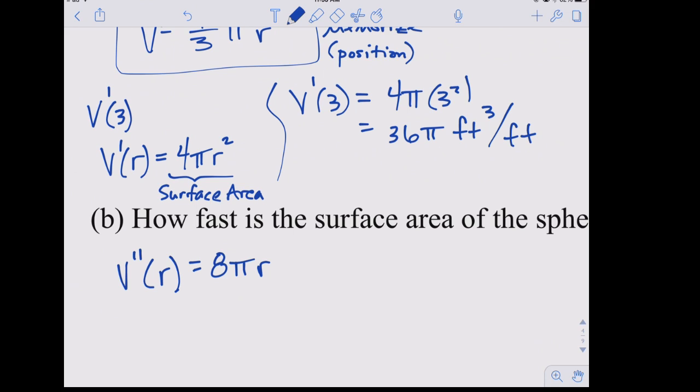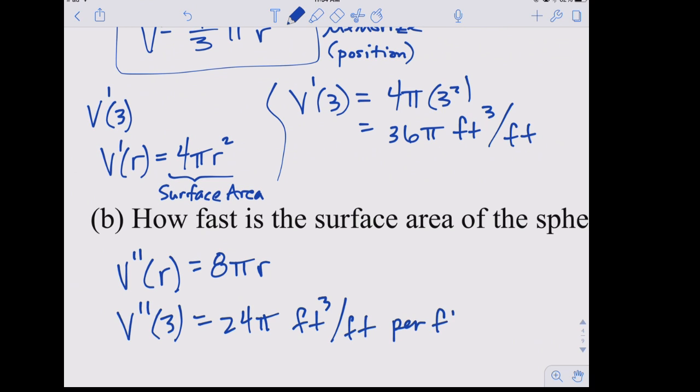That also gives you the acceleration of the volume, doesn't it? The rate of change of the surface area gives you the acceleration of the volume. So now V double prime of 3 is going to be 24 pi. And the units would be, it's the rate of change of volume. So there'd be no units except for feet. So that would be cubic feet per foot per foot.